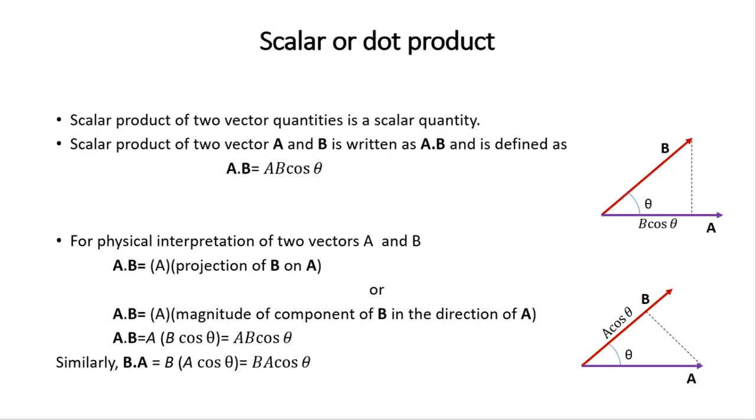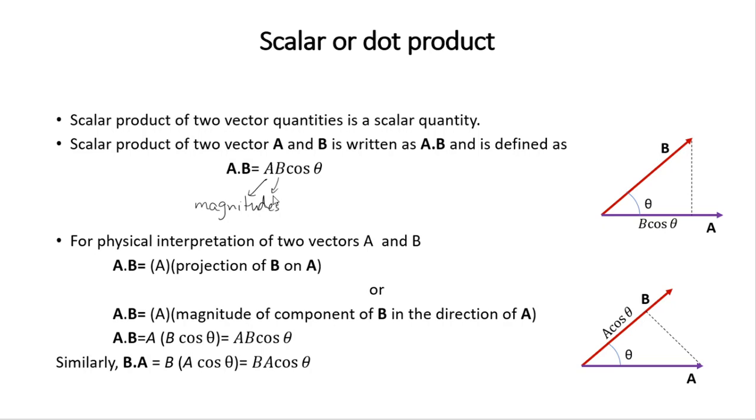When we multiply two vectors by the dot product, we get a scalar quantity as an answer. A scalar product of two vectors a and b, we can write as a dot b equals ab cosine of theta, where a and b are the magnitudes of these vectors, and the angle theta is between these two vectors.